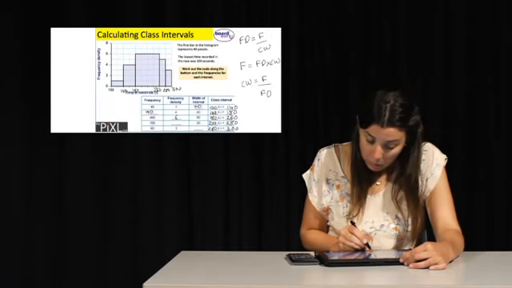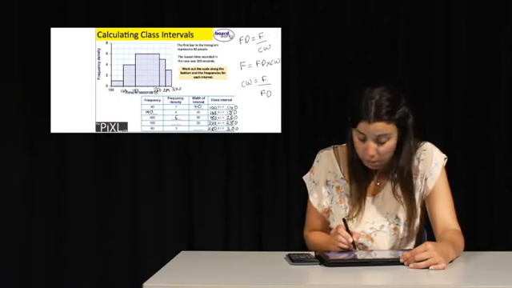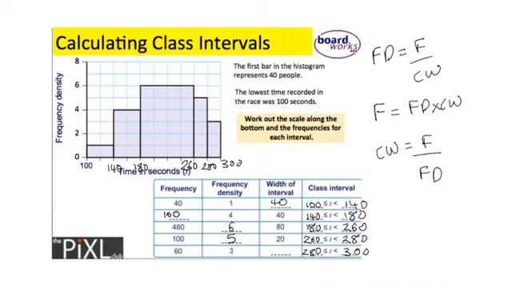Our next value here, we have frequency density missing again. We have our frequency, 100, divided by our width, 20. No need to use a calculator. 5, 100 divided by 20. And our last one here, we're trying to find the class width. The class width is going to be the frequency, 60, divided by the frequency density. 60 divided by 3 is going to give us 20. Check that's the width, 280 to 300. Yes, 20.